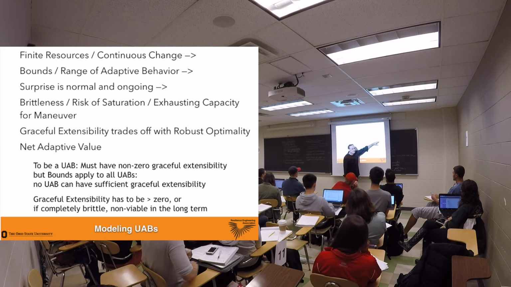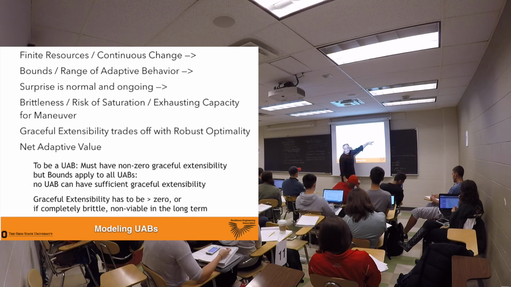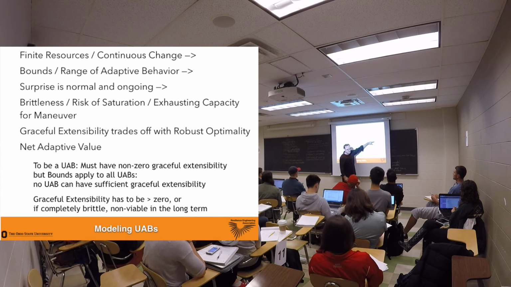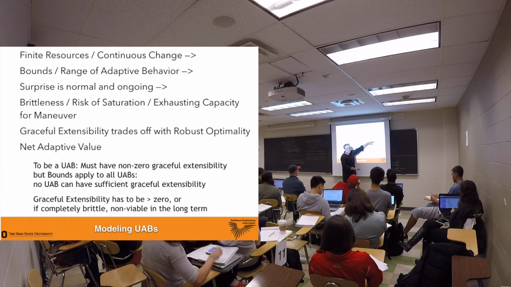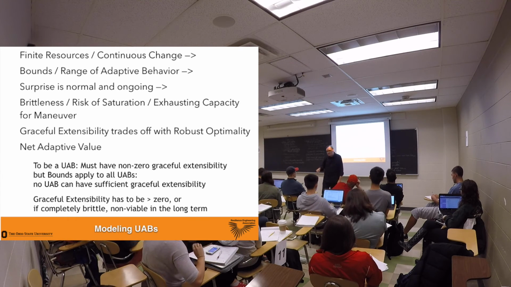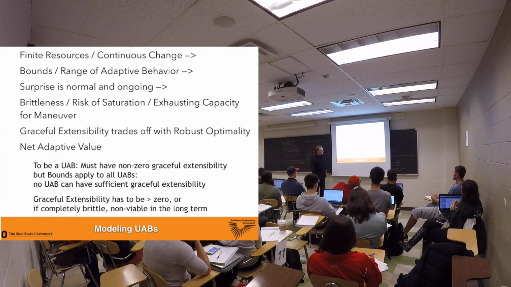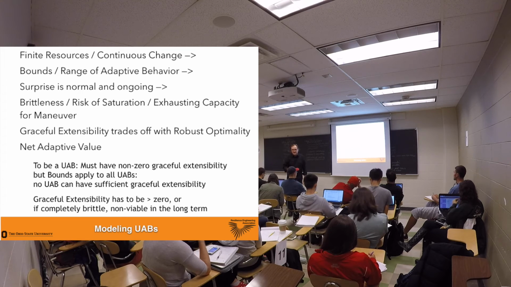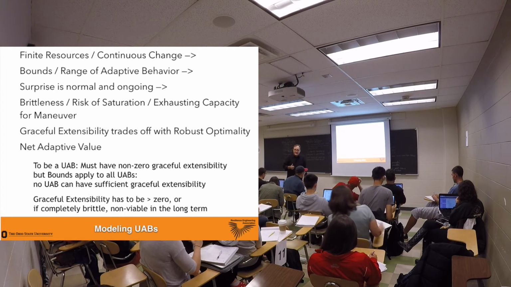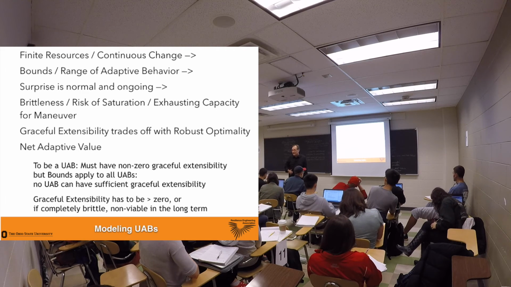Specialization, getting more and more fit for well understood, frequently experienced conditions, even bringing in some robustness criterion about being good in case this bad thing happens or this disturbance arises, but it's a disturbance I understand pretty well. All right? I still need both, so I have to have net adaptive value. That leads us to a critical property. To be an adaptive unit, to be a unit of adaptive behavior, you must have non-zero graceful extensibility. You have to have some.